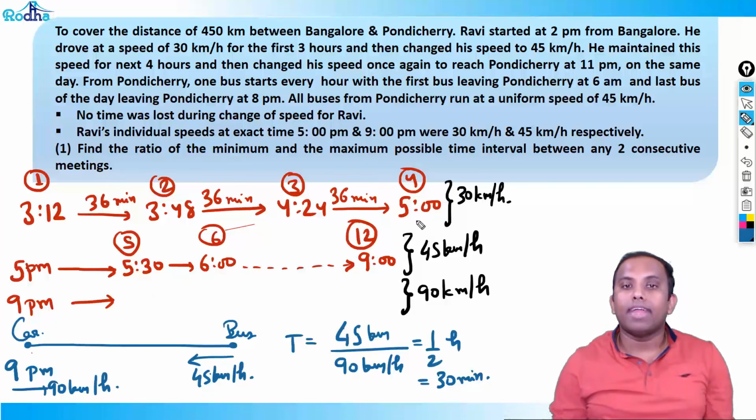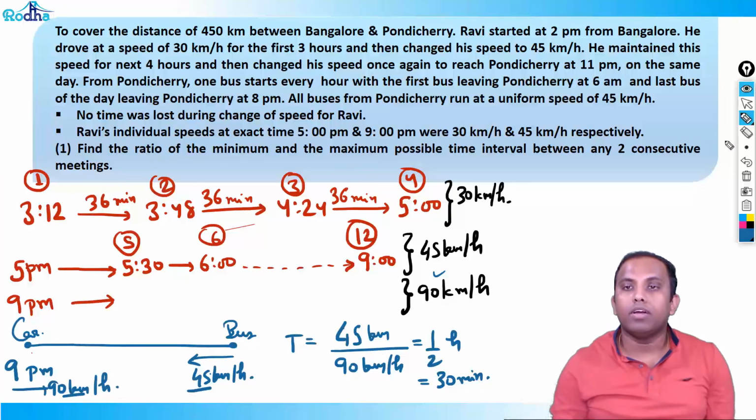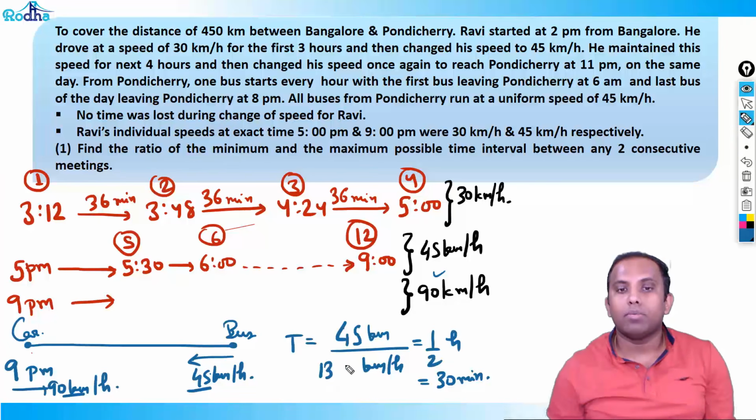So at 9 p.m., when I crossed the 12th bus, now I change my speed to 90 kilometers per hour. Okay, so now how much time will I take? 45 by 90 plus 45. What is the speed now? 135 kilometers per hour.